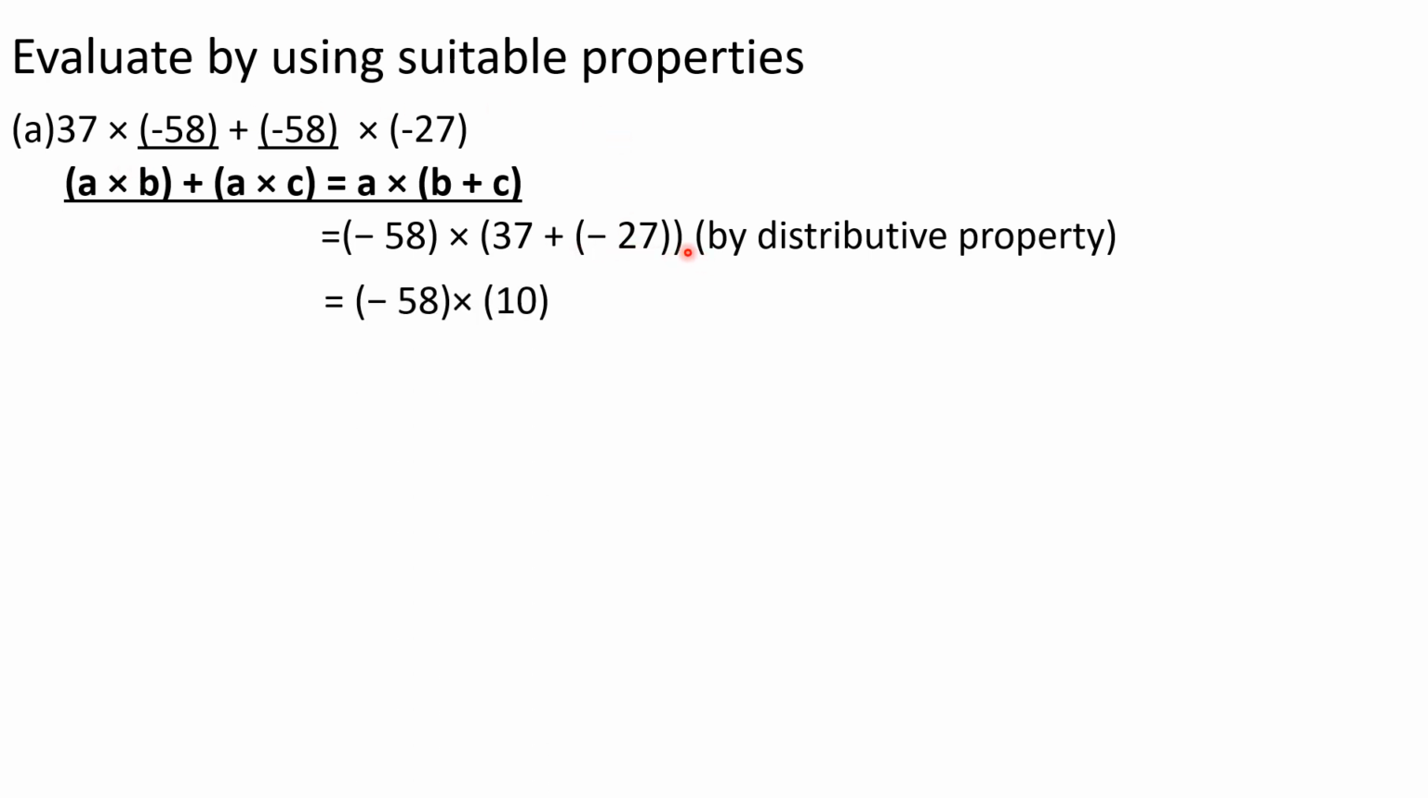So this is nothing but minus 58 into (37 minus 27), which is 10. So minus 58 into 10 is minus 580. Let me move on to the second sum.